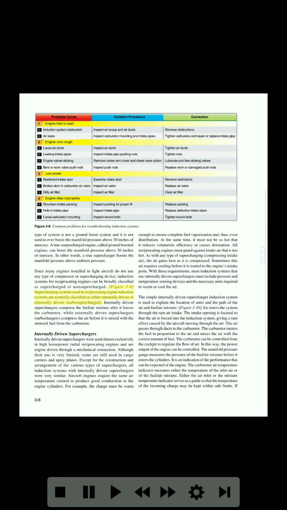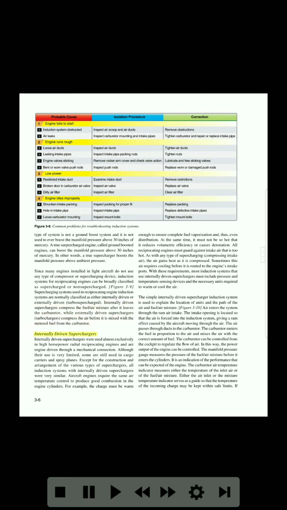Figure 3-9. Supercharging systems used in reciprocating engine induction systems are normally classified as either internally driven or externally driven, turbo-supercharged. Internally driven superchargers compress the fuel/air mixture after it leaves the carburetor, while externally driven superchargers, turbochargers, compress the air before it is mixed with the metered fuel from the carburetor.